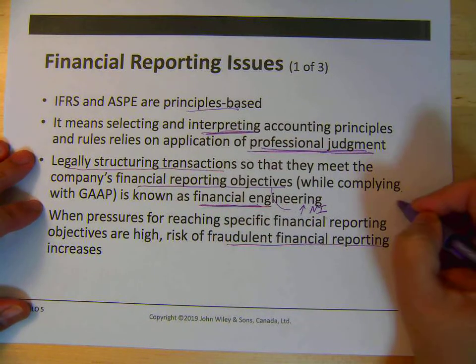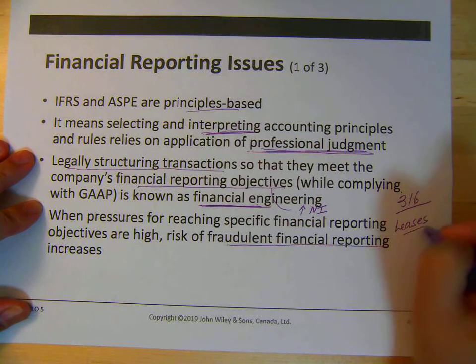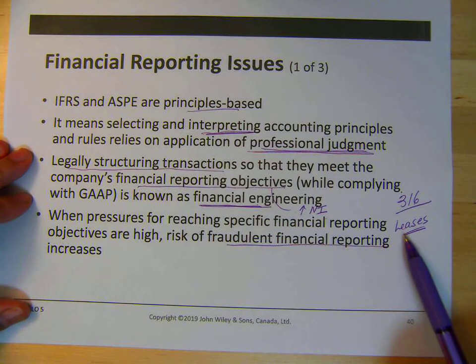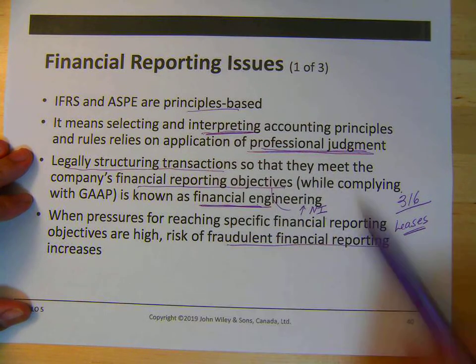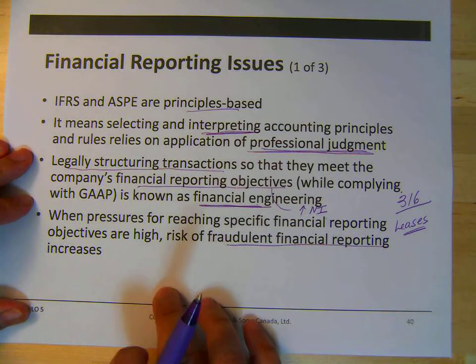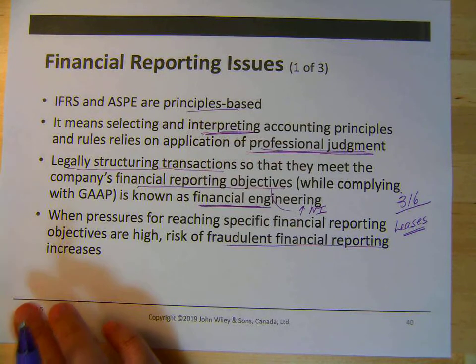When you take Accounting 316, you're going to do leases. You're going to look at things like this. Some companies will write a lease as an operating lease, but it should be a capital lease. So that's where you get into this. But we're not really going to touch this until you hit 316. Okay, moving along.